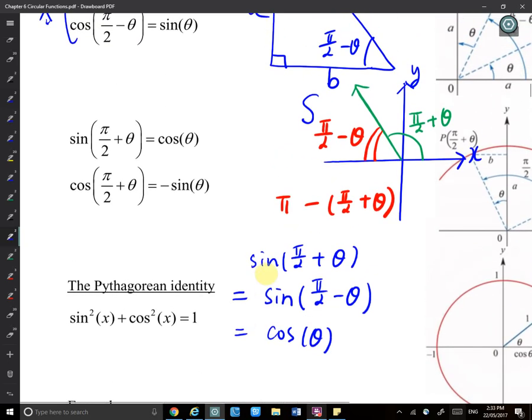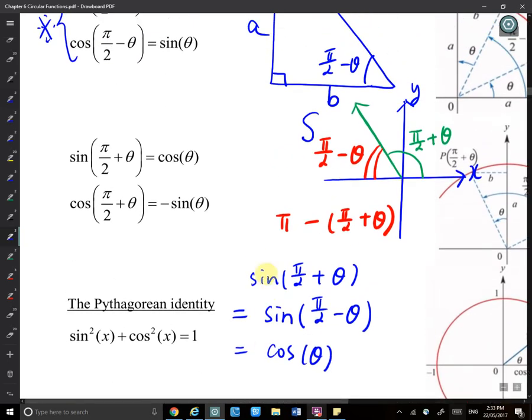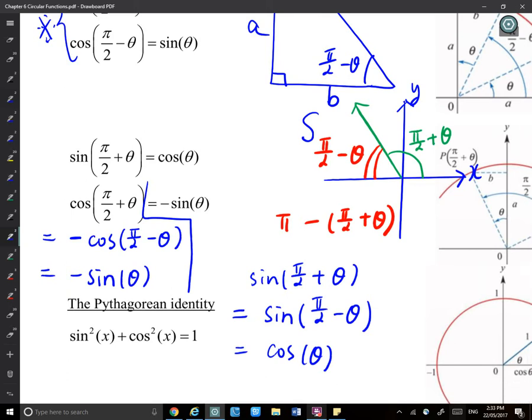And let's think about the cosine one. So cosine(pi over 2 plus theta). Okay, if you talk about cosine, that is in the sine quadrant, I'll have negative cos, and then pi over 2 minus theta. What's cosine(pi over 2 minus theta)? That's sine theta. So cosine(pi over 2 plus theta) equals negative sine theta. Okay, still use the reference angle theory to work out the formula.